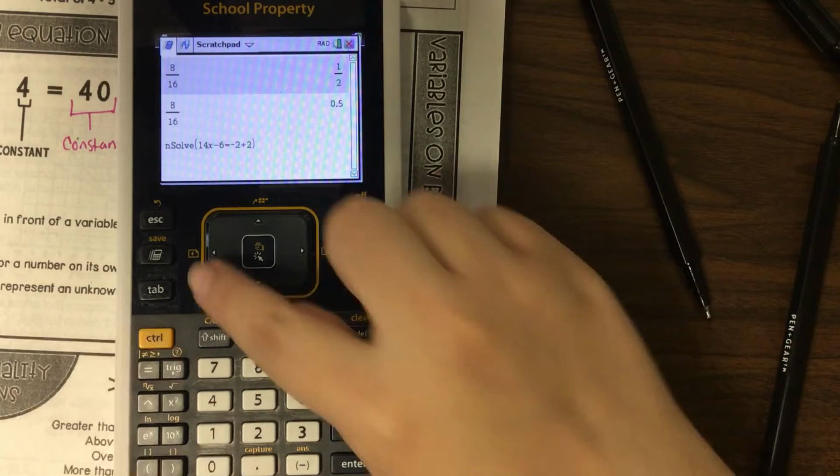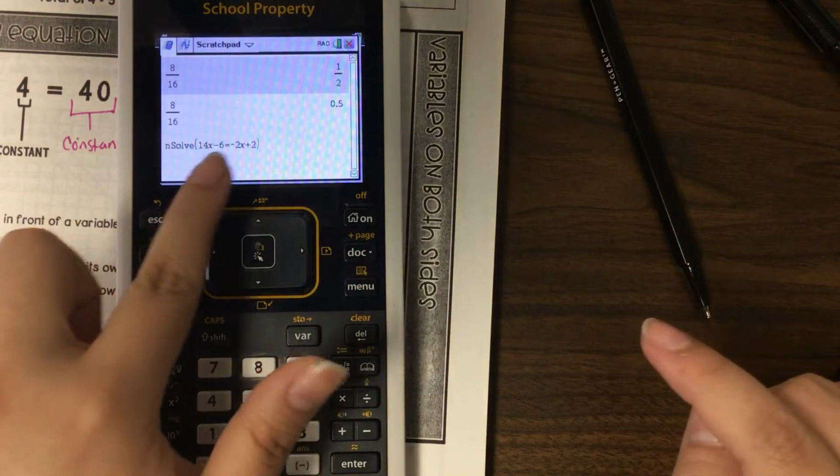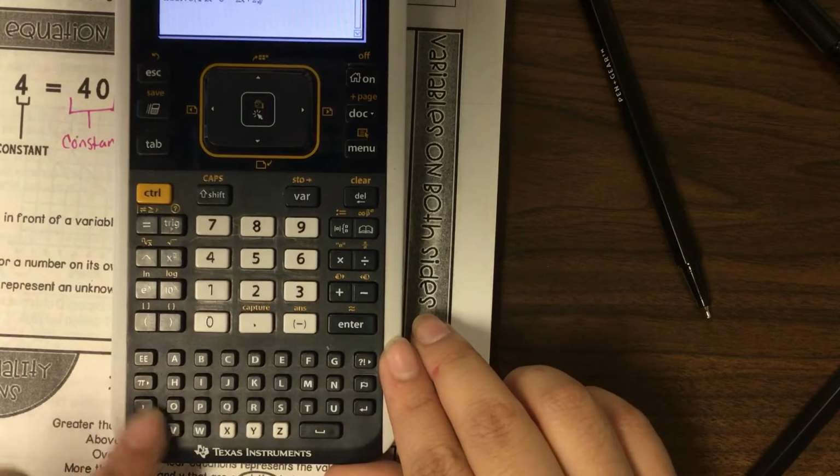And then still inside the parentheses, we need to tell the calculator what to find. Well, this should be negative 2x. What variable are we looking for? Well, we're trying to figure out what x is. So the calculator can't figure it out on its own. We need to write comma x.